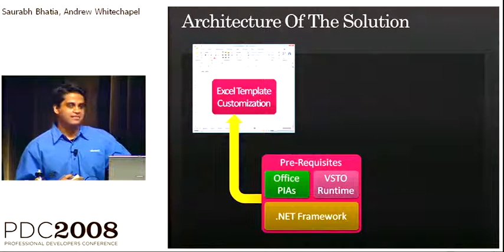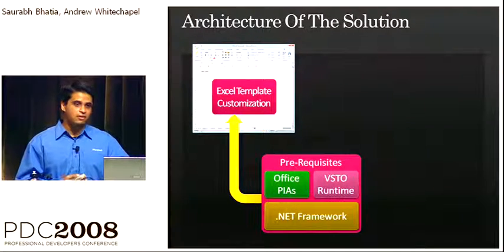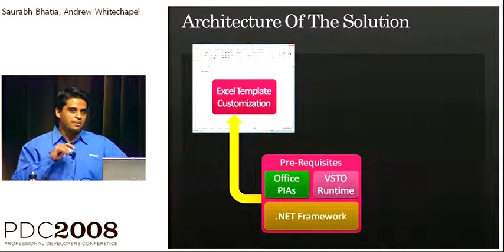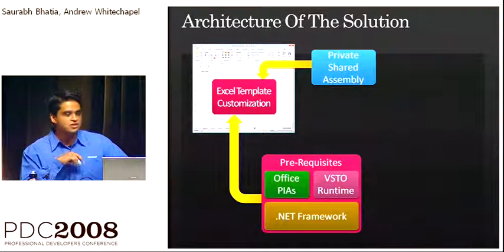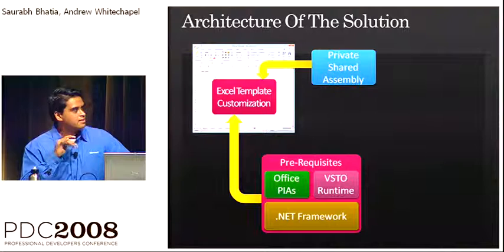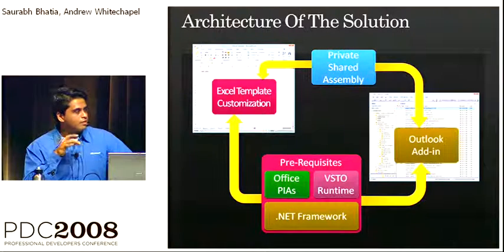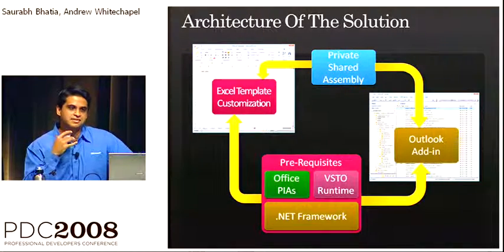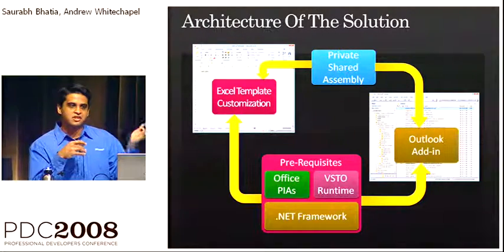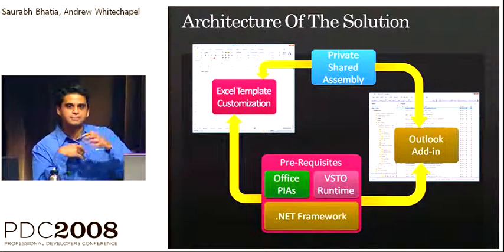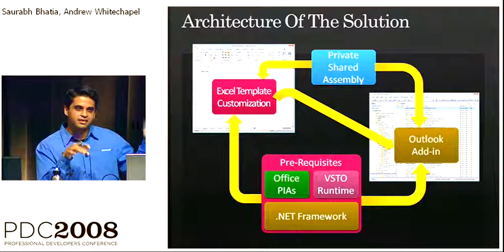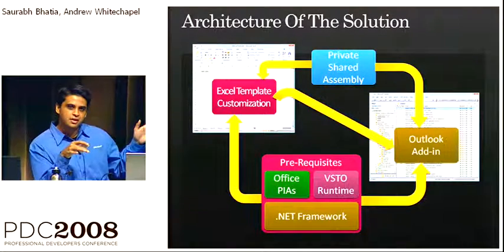Next, you actually need the Excel template itself. This is what we just saw. This is what the end user is going to interact with. This has the Get Data button. Now, this Excel template implements a function that's defined in a shared assembly. And this shared assembly also talks to the Outlook add-in that implements that same function. So it's a common architecture of using a shared assembly by which Excel can talk to the Outlook add-in. Right? So those are the different moving parts, the inherent architecture of the solution.